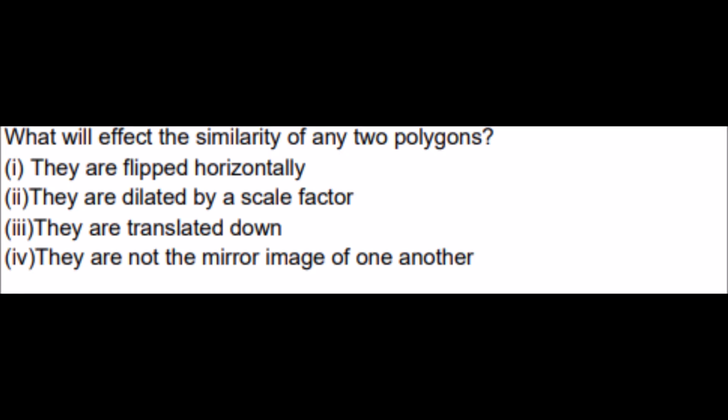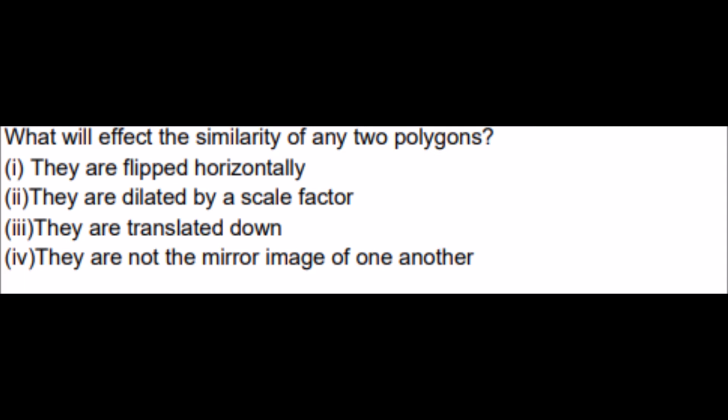Now, next question, what will affect the similarity of any two polygons? Just now we discussed that two shapes are similar when one can become the other after a resize, flip, slide or turn. These three things will not affect the similarity, but the question here is which will affect. Okay, let us see the options.